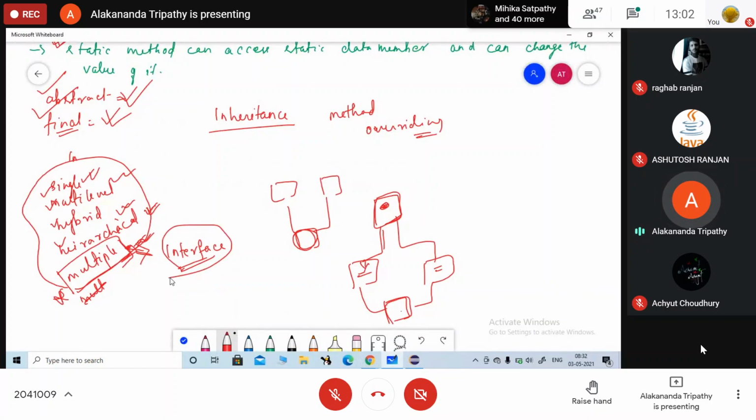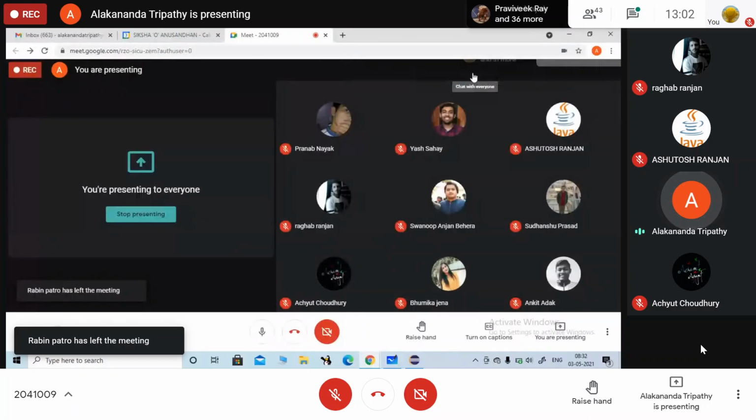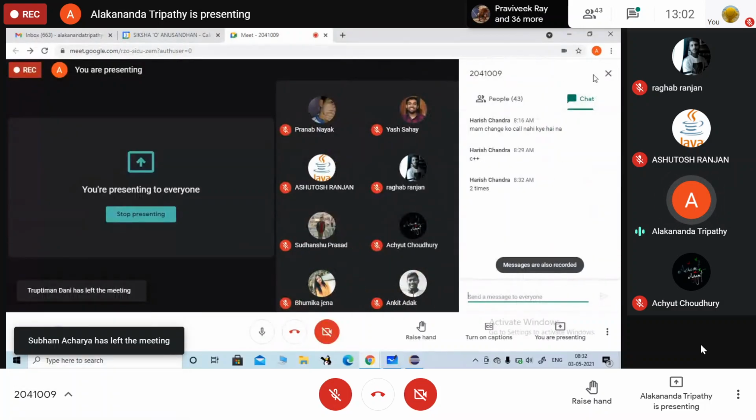So we will discuss in detail in the next class what are the different types of inheritance and how we are going to use the super keyword in the concept of inheritance. Okay, for today's class this much. And also ये जो final keyword in method overriding we will use the concept of final keyword.